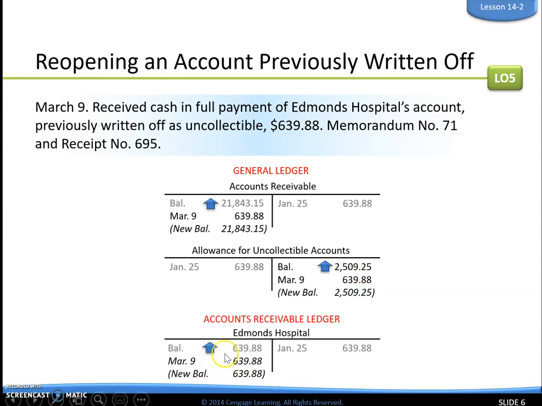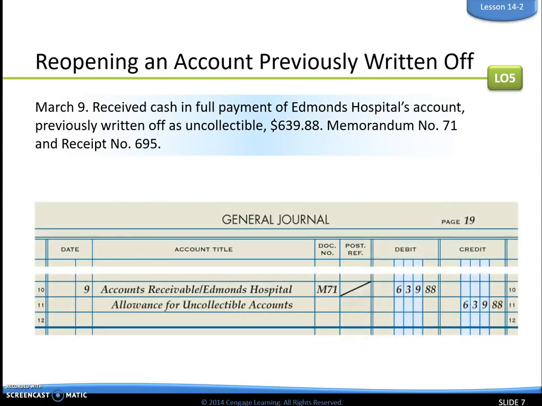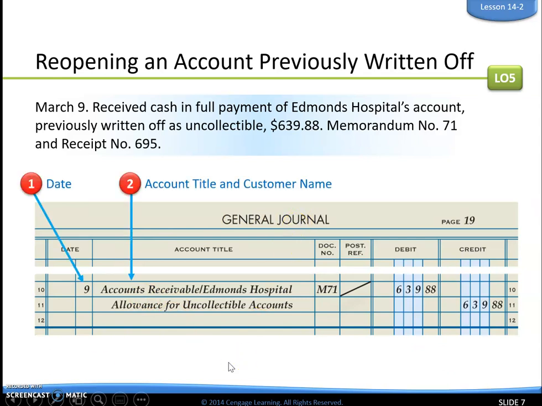Now, we're also going to have to debit that Edmonds Hospital to get that balance back in there. So here's the first part of the transaction. This will go into our general journal. We're going to start with our date. Like I said, this is just an exact reverse of what we just got done doing.